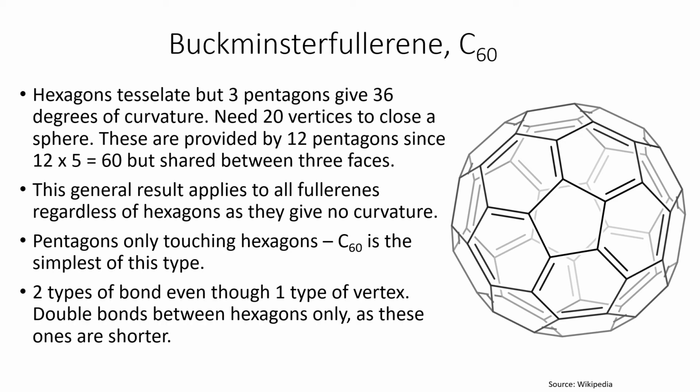And so being Archimedean, as I said, you've got a common type of vertex. But we do have 2 types of bond in this structure. So we've got the bonds that are shared between a pentagon and a hexagon, and we've got the bonds that are shared between a hexagon and a hexagon. And you can see on this structure here that the hexagon-hexagon ones are double bonds. And of course, this turns out to be entirely consistent with the structure because we find that those hexagon-hexagon edges are shorter, because you'd expect a double bond to be shorter than a single bond.